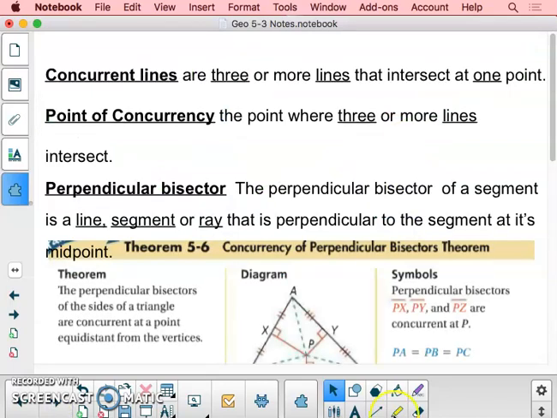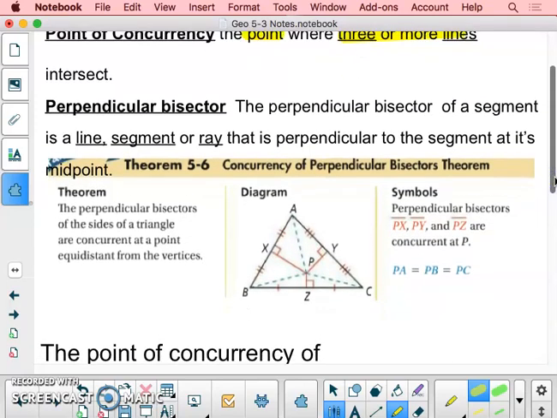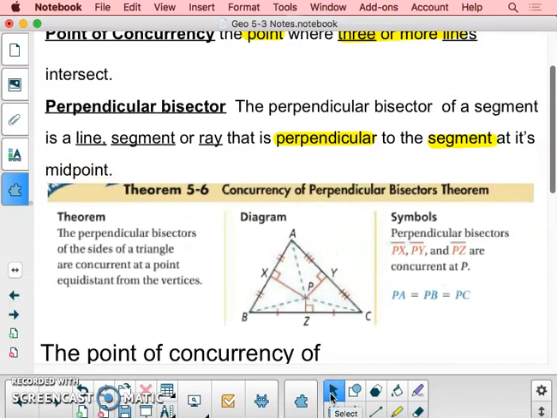Before we do that, we have to talk about concurrent lines. Concurrent lines are three or more lines that intersect all in one point. The point of concurrency is where the three lines run into each other, the point where they are intersecting. A perpendicular bisector is a line, a segment, or a ray that is perpendicular to the segment at its midpoint. So right at the midpoint is where the perpendicular line goes through.